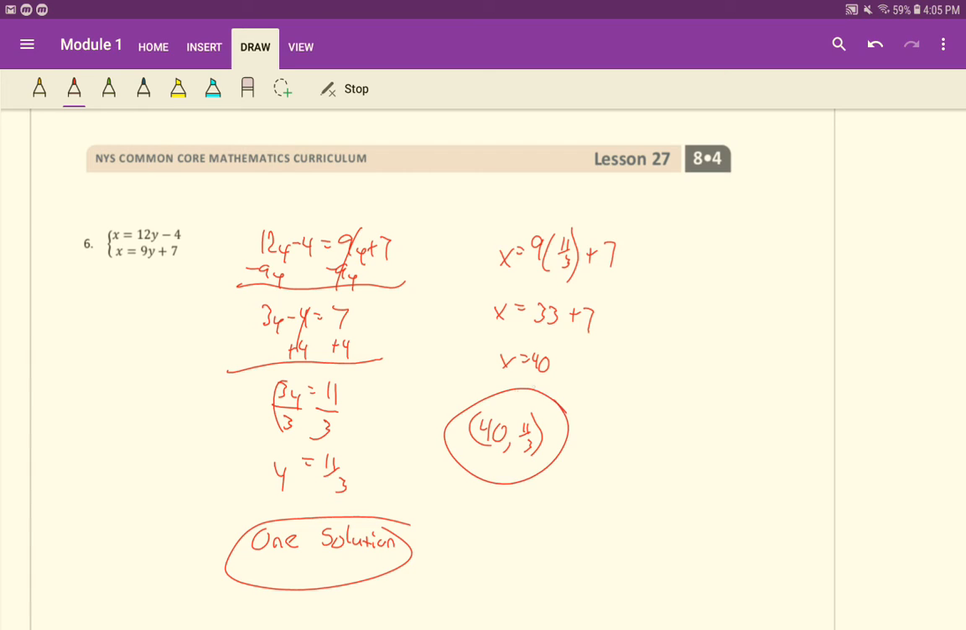Okay, and again, to check this, you could plug the 40 in for these x's, and then for the y's, you can plug in 11/3. And then you'd simplify, and you should end up with them both being true.